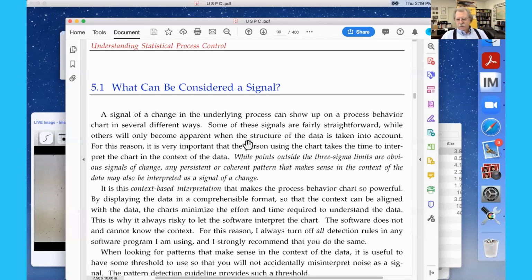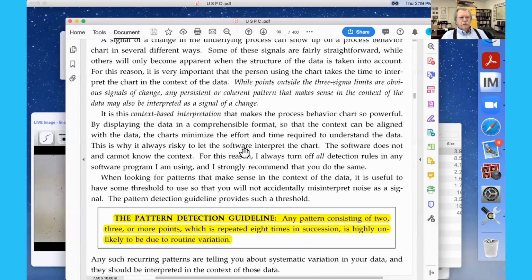And I'm going to give you a pattern detection guideline. Any pattern that repeats itself 8 times in a row is not random. It's not routine variation. There's something systematic going on. A 2-point, a 3-point, a 4-point pattern keeps repeating. Go find out why.